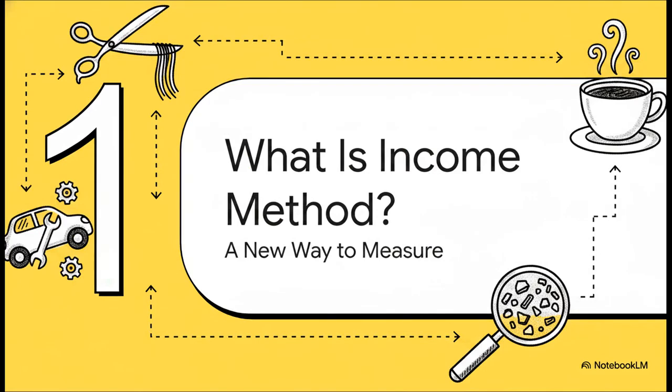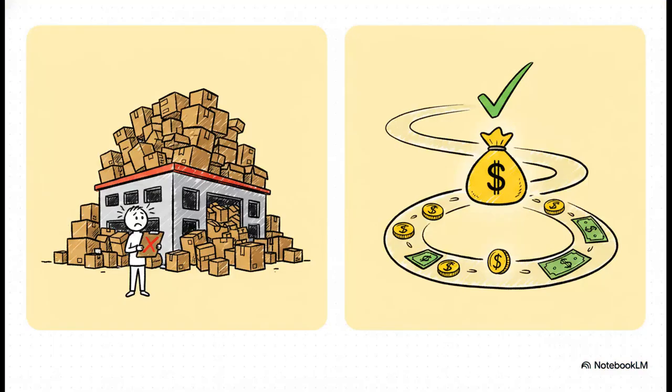All right, section one. What is the income method and why is it a new way to measure? So imagine trying to count every single piece of physical economic activity happening in a country right now. Every single haircut, every car manufactured, every cup of coffee poured. The sheer difficulty of measuring all that physical output accurately is just mind-boggling. Oh, absolutely. The traditional output method is kind of like trying to count physical products in a giant national warehouse. It's incredibly prone to errors, especially double counting.